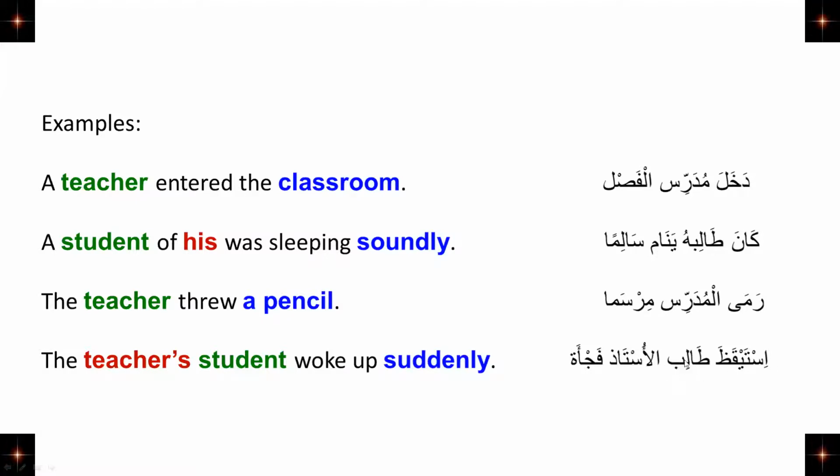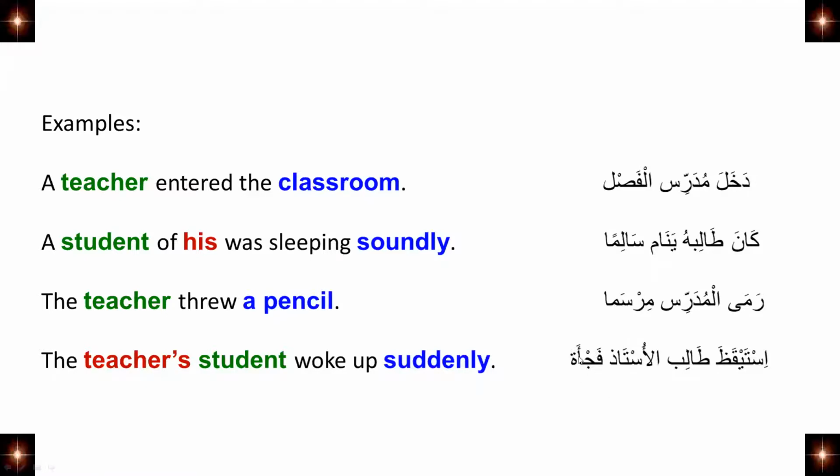So here I will say istayqadha talibu, not talibi or taliba, because the talib is the one who did the istayqadha. So talibu istayqadha. This talib did the istayqadha. Okay, and the talib is of the ustaz. Talib of the ustaz. So the ustaz will be with kisra, as the sign of jar.